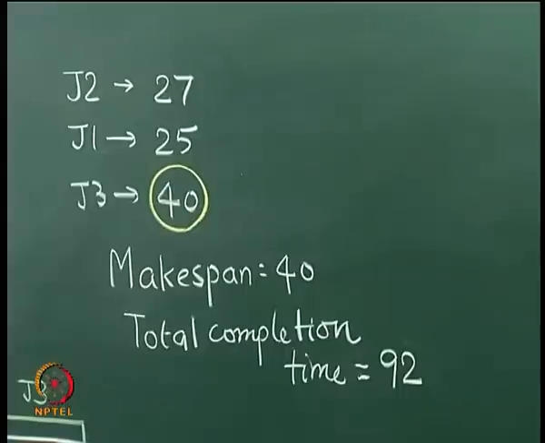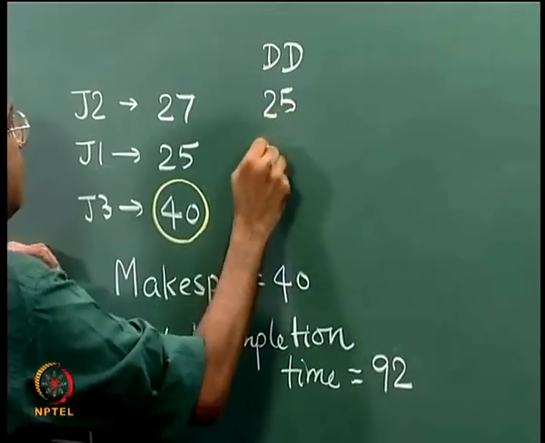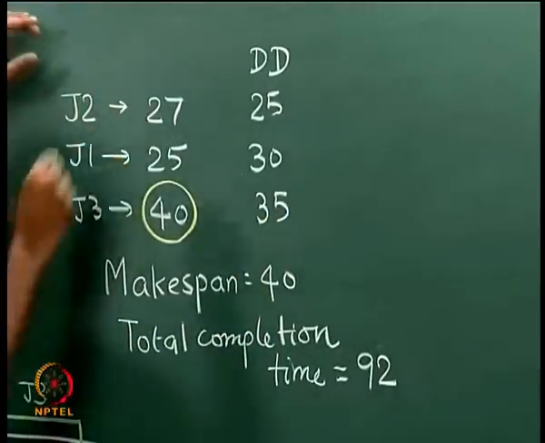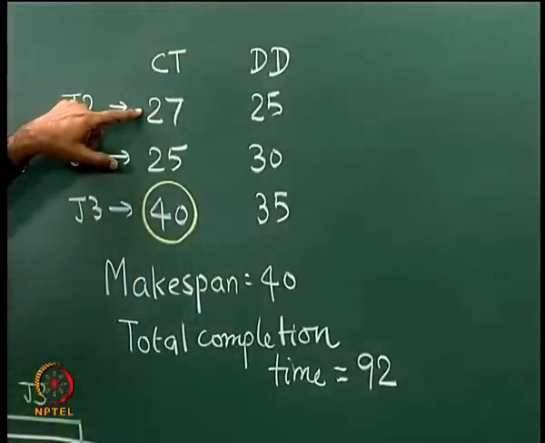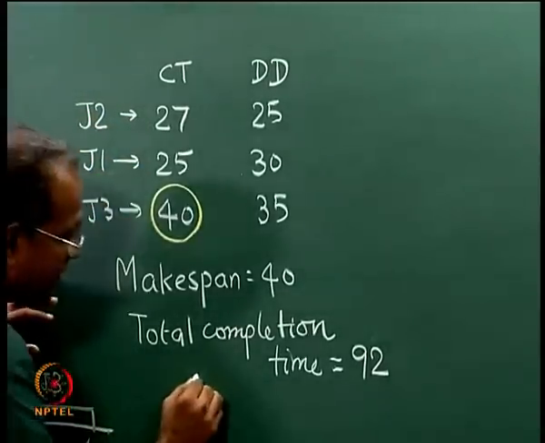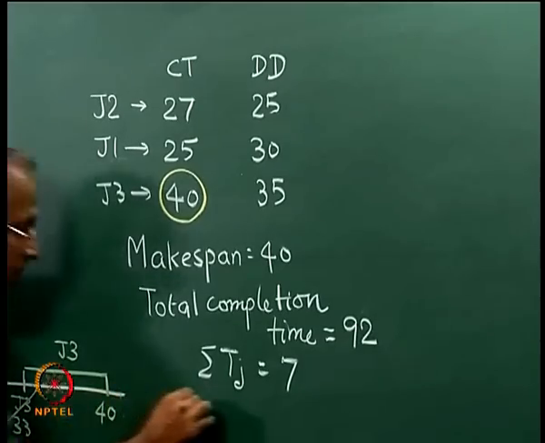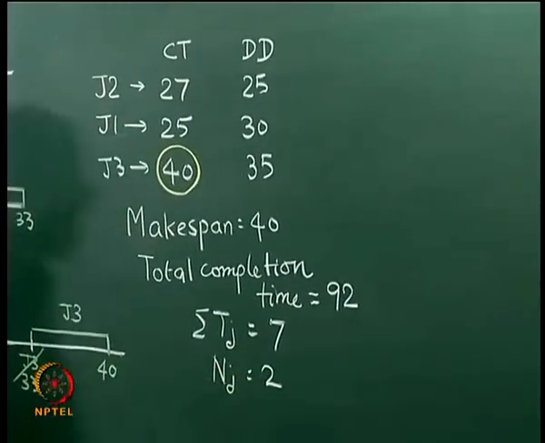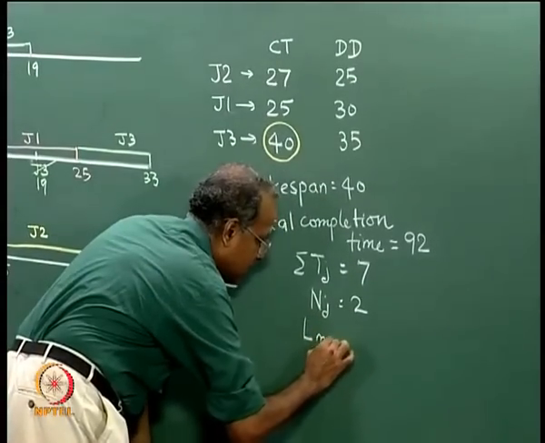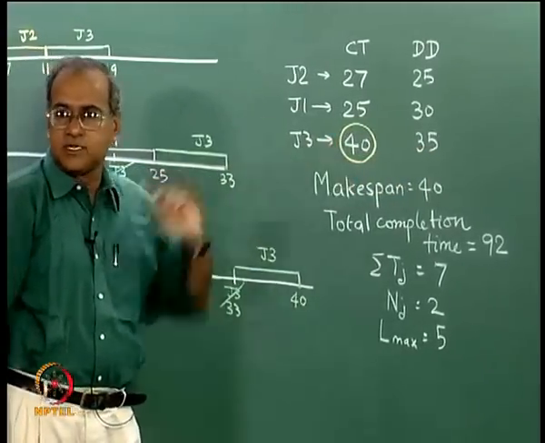Now, if each job has a due date, and if the due dates for the jobs are say 25, 30 and 35, then this is the completion time. So, this is tardy with tardiness equal to 2, this is early, this is tardy with tardiness equal to 5. So, sigma Tj total tardiness will be 7. Number of tardy jobs Nj will be 2, because this is tardy, this is also tardy. Maximum tardiness, which is usually called L max, will be equal to 5, because the due date is 35, completion time is 40.